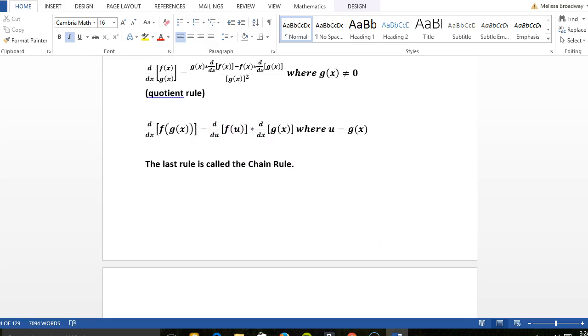But anyway, if g of x was the sine of x, remember the derivative of the sine, we showed that it was the cosine. So if g of x is sine x, then we'd have d by du of f of u times the cosine, because the derivative of the sine is the cosine. Okay, I got tongue-tied there.